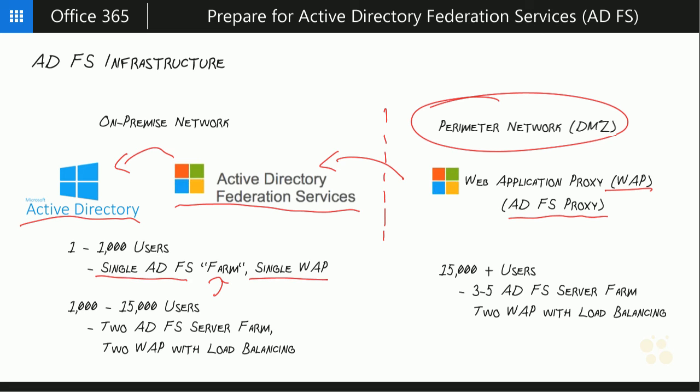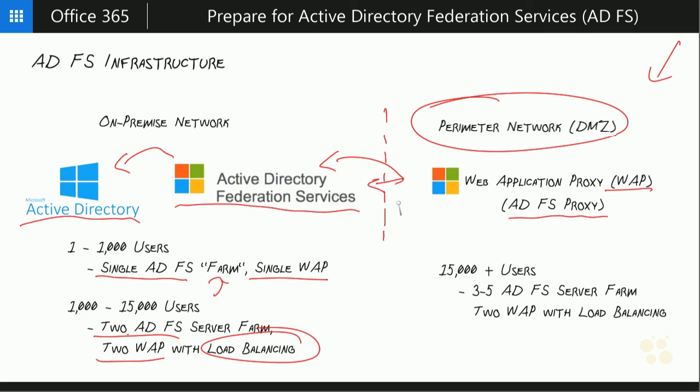Now, when you get above 1,000 users, up to about 15,000 users, Microsoft recommends that you have a 2-server farm for ADFS and 2 WAP servers with load balancing. The load balancer is really important once you have multiple WAP servers, because as communication comes in from the external, wider public internet, it needs to get balanced across those 2 WAP servers. Now, WAP knows how to communicate with the farm, so you do not need a second internal load balancer for this communication. WAP already knows how to balance communication across the Active Directory Federation Services farm. You only need an external load balancer to handle outside traffic that's coming in from, again, say Office 365.